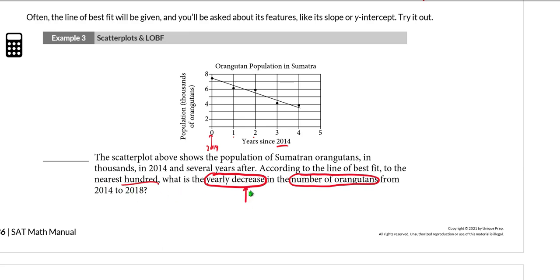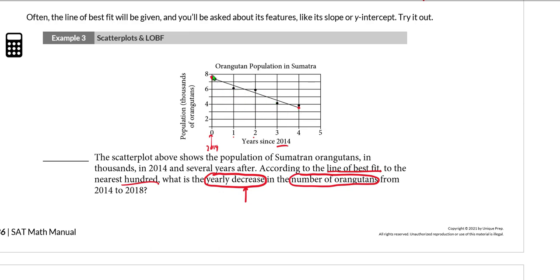This language right here, yearly decrease, indicates that we need the rate of decrease. In other words, the number of orangutans that we decrease every year, which means we're dealing with a slope here. Slope is a rate of change. The question is asking us for a rate of change. So again, I'm probably just going to go ahead and use the leftmost and rightmost point. There's no rule saying I have to use the leftmost and rightmost point. Now, by the way, I'm using points on the line because the question is asking me to use the line of best fit, not the actual observed points here.